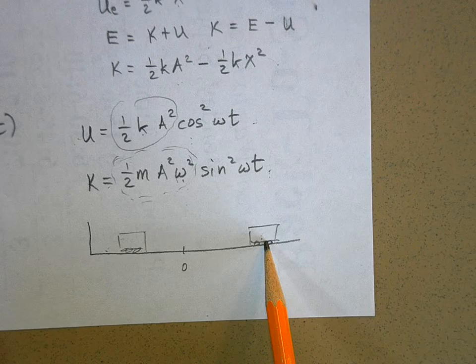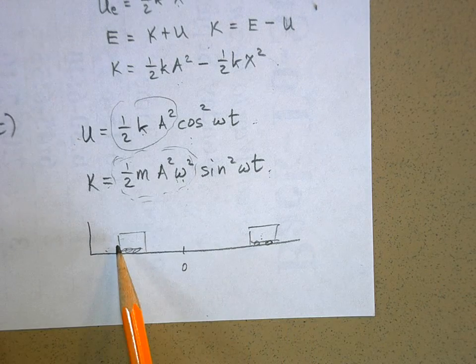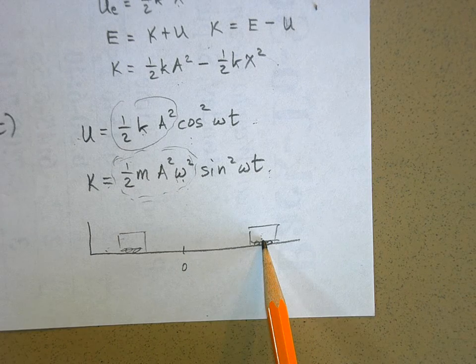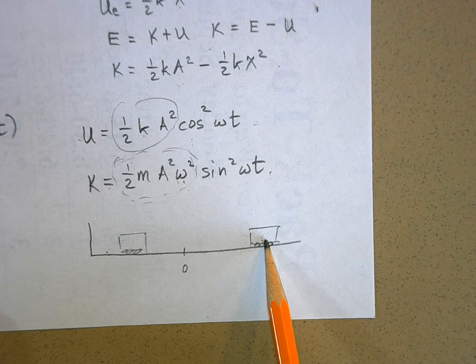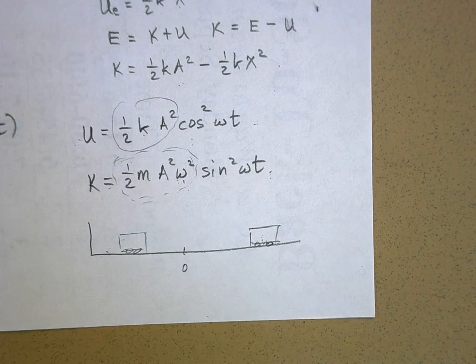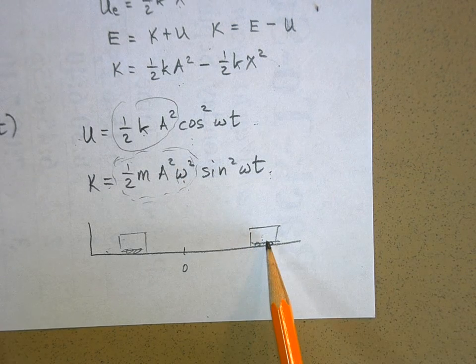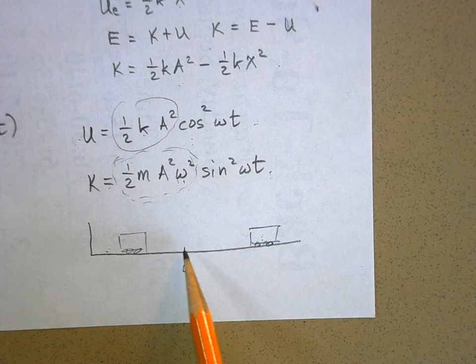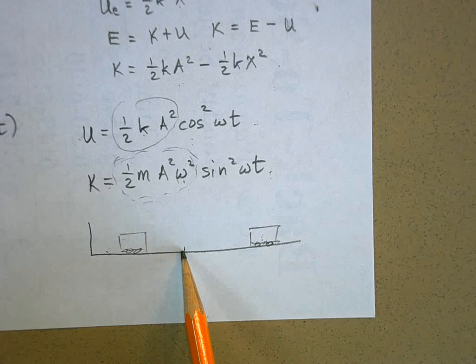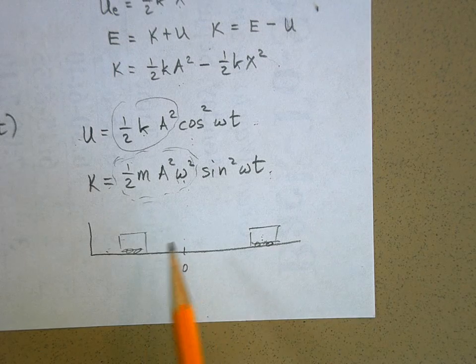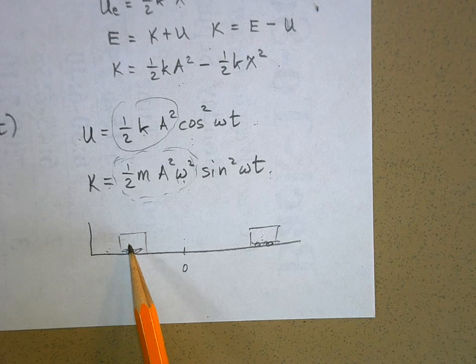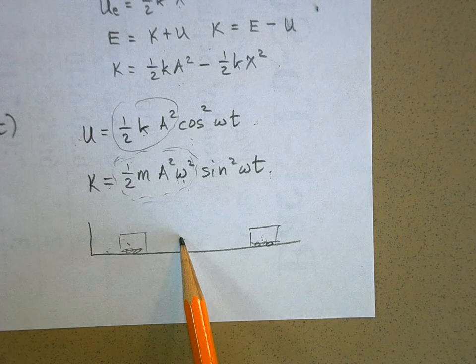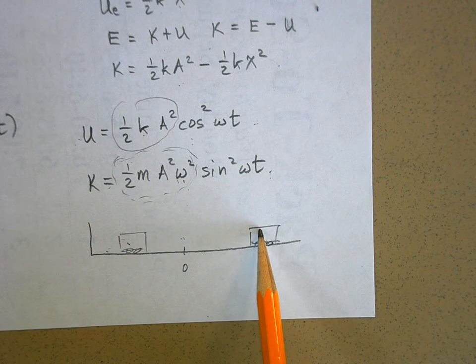How much time does it take to go back and forth? One period. And this is all very symmetrical, isn't it? So the time it takes to go from here to here is 1/4 of a period. From here to here is 1/4 of a period. From here to here is 1/4 of a period. And from here to here is 1/4 of a period.